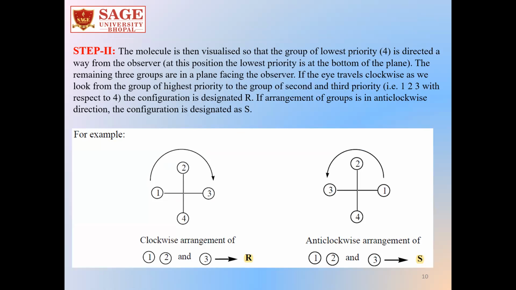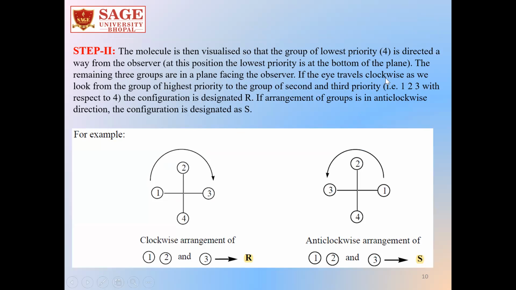Now step 2 tells us that the molecule is then visualized so that the group of lowest priority, that is 4, is directed away from the observer. At this position, the lowest priority is at the bottom of the plane. The remaining 3 groups are in a plane facing the observer.